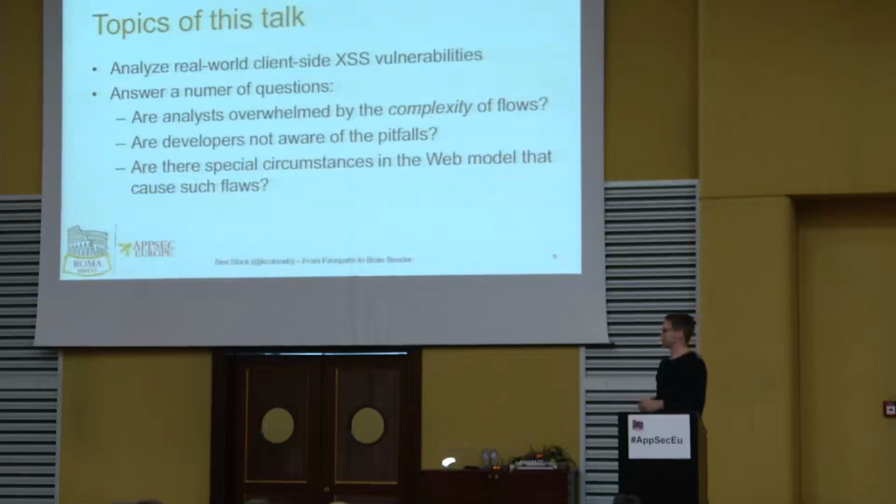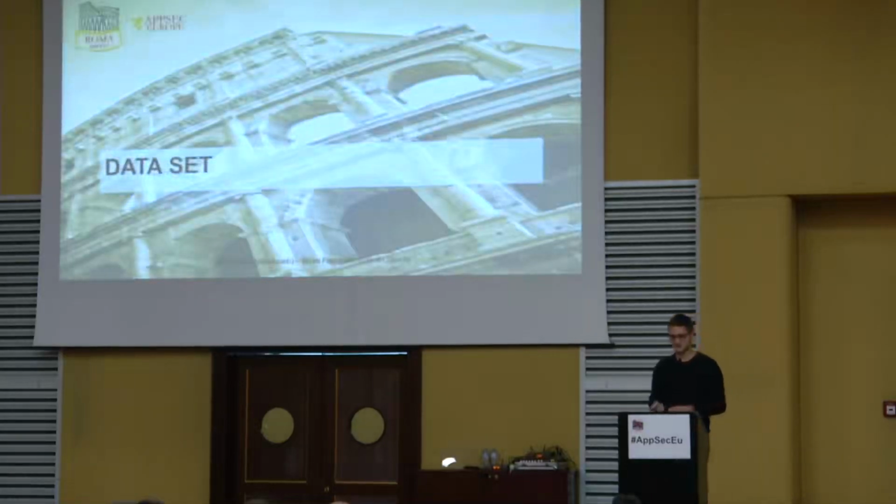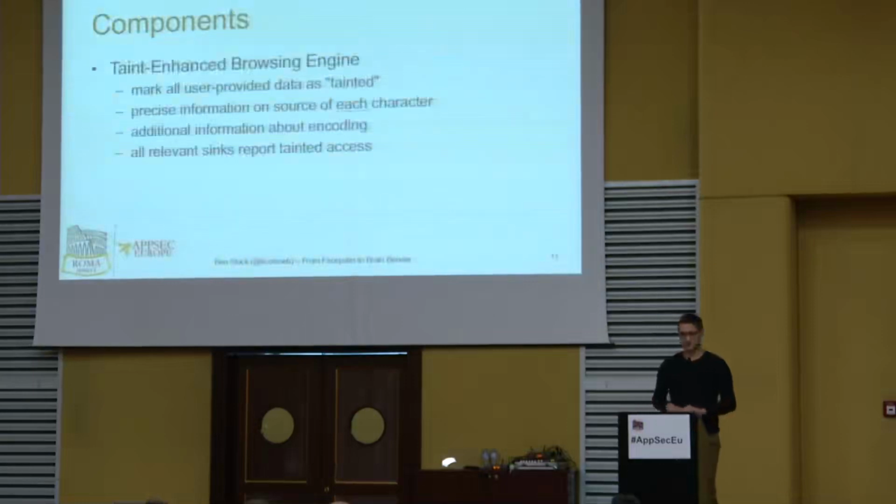All right, so before we can discuss these questions, let me briefly introduce the data set, or more precisely, how we actually got to this data set. First, the component that we use is a taint-enhanced browsing engine. As I said, it's based on Chromium, and it marks all things that originate from a user, such as the URL, initially as tainted. And we do this on a per character level.